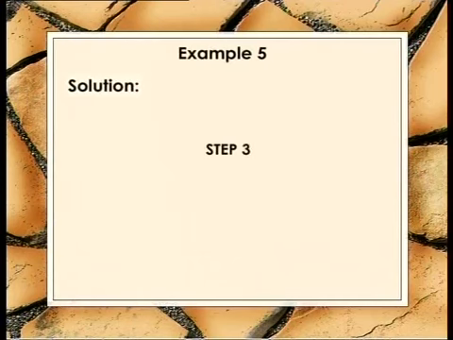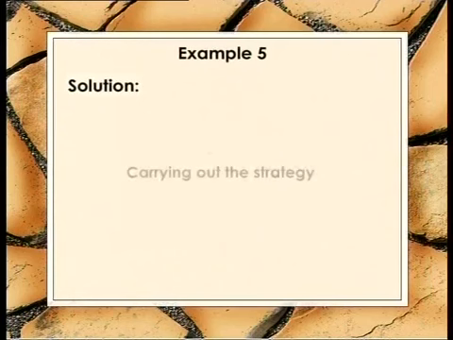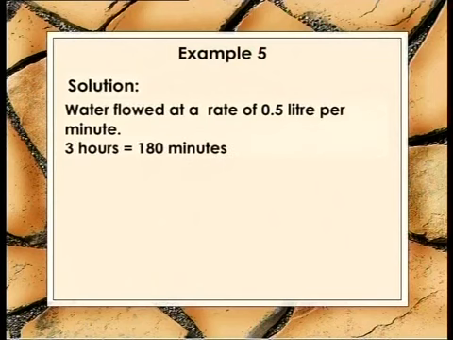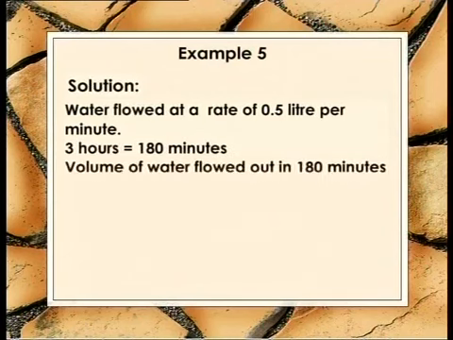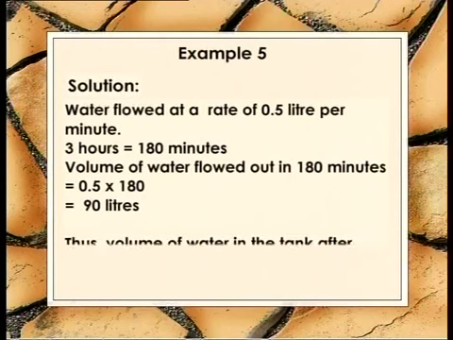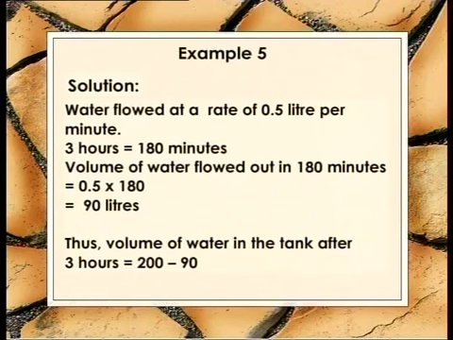Step 3. Carrying out the strategy. Water flowed at a rate of 0.5 liter per minute. 3 hours equals to 180 minutes. Volume of water flowed out in 180 minutes equals to 0.5 times 180 equals to 90 liters. Thus, volume of water in the tank after 3 hours equals to 200 minus 90 equals to 110 liters.